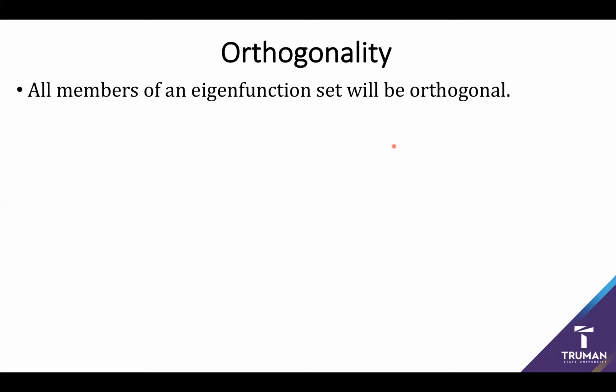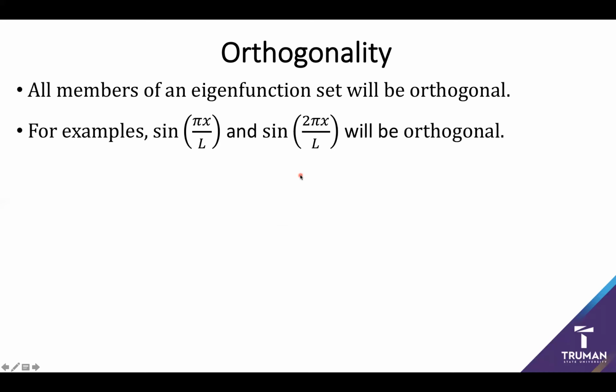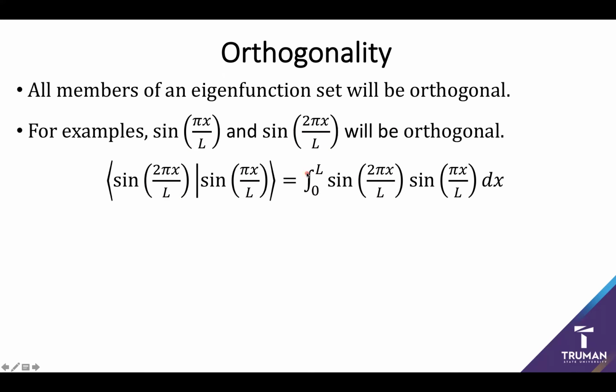So let's go ahead and go back to, say, a particle in between 0 and L. We showed that two possible solutions are sine(pi x / L) and sine(2 pi x / L). Since both of these are eigenfunctions of the Hamiltonian, this means that these two will be orthogonal. Let's go ahead and illustrate this in a more concrete example. So we're going to start with our Dirac notation, applying the sine(2 pi x / L) to the sine(pi x / L).